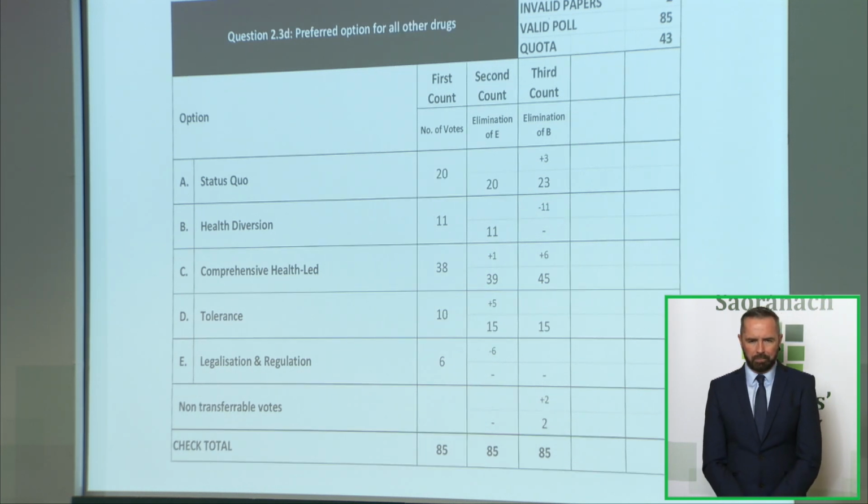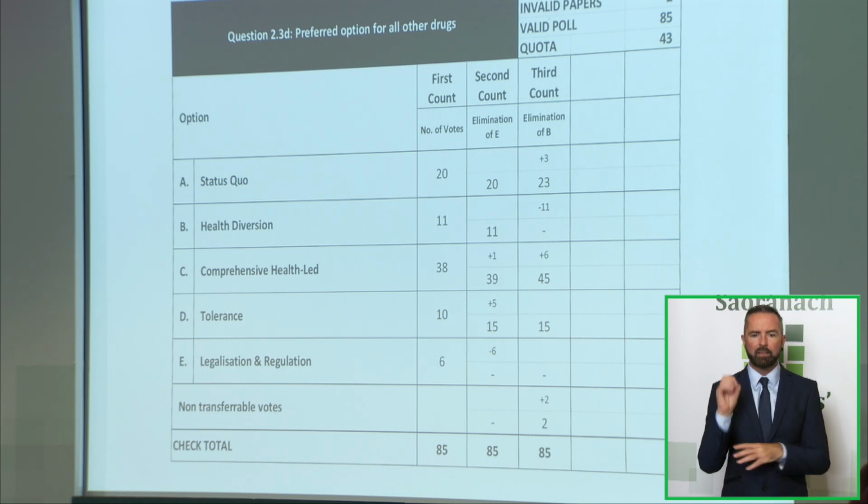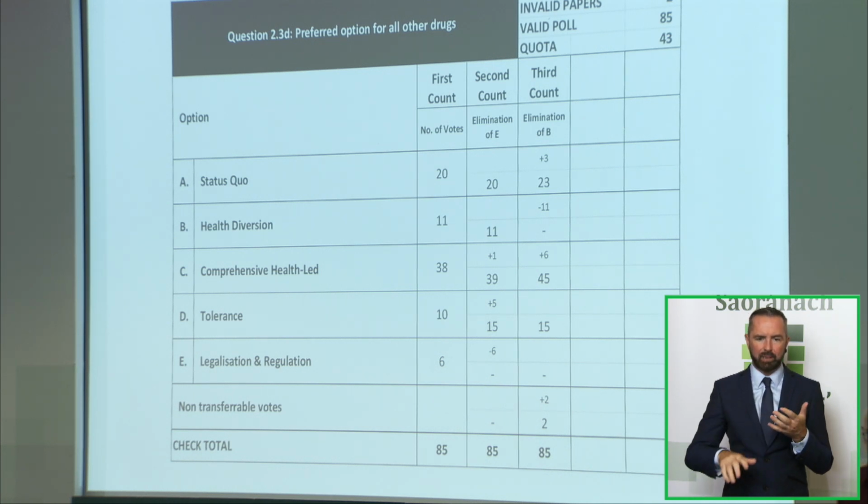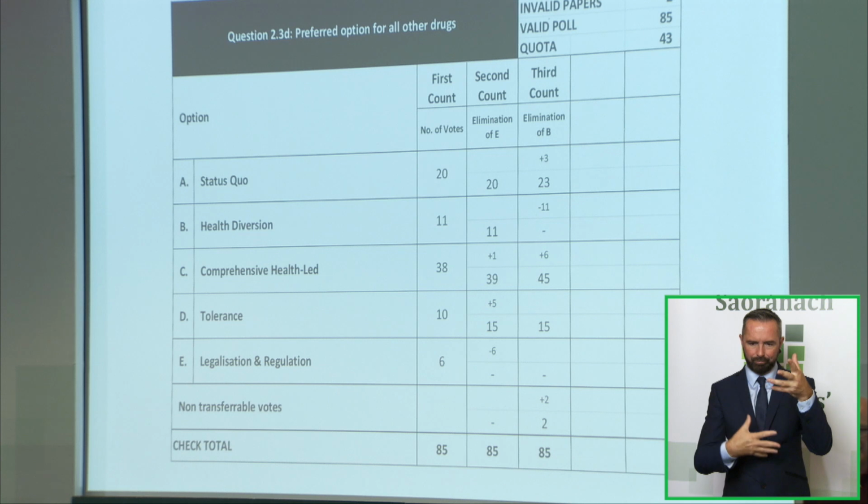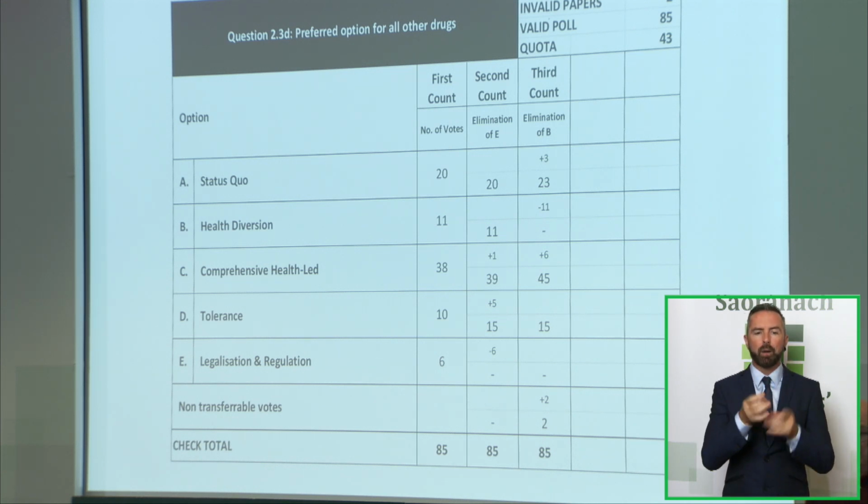And the final slide is for all other drugs, and this was even slightly shorter. Again, we had 2 spoiled votes on this, so the valid poll is 85, the quota is 43. We got 20 first preferences for status quo, 11 for health diversion, 38 for comprehensive health-led, 10 for tolerance, 6 for legalisation. We eliminate the 6 for legalisation and divide those up. That leaves us with comprehensive health-led in the lead with 39, and at the bottom of the list is health diversion at 11. So we divide those 11 up.